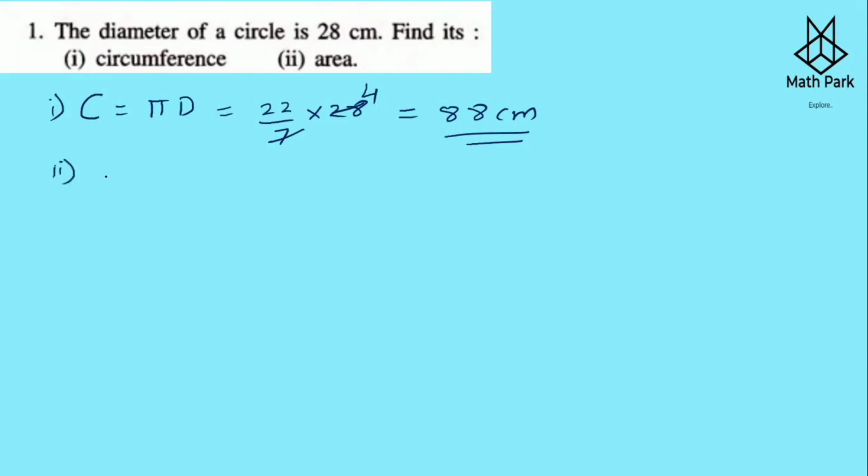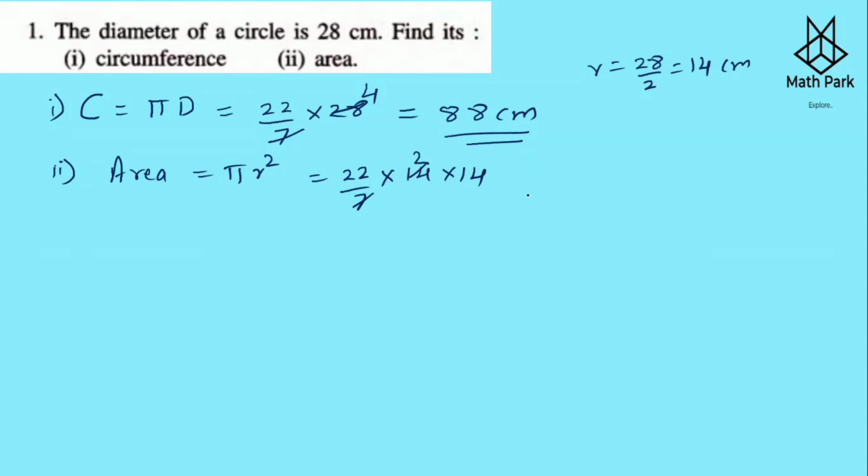The second part, area. Now area of a circle is equal to pi r square. So if the diameter is 28, the radius is equal to 28 divided by 2, which is 14 centimeter. So pi value is 22 by 7, radius square, so 14 will be multiplying twice, 14 times 14. 7 2s are 14. So we have 22 times 2 is 44, and 44 times 14 we get 616 centimeter square. Got it?